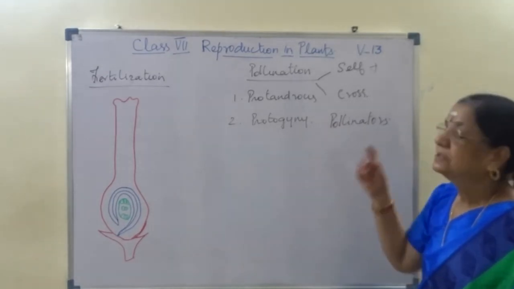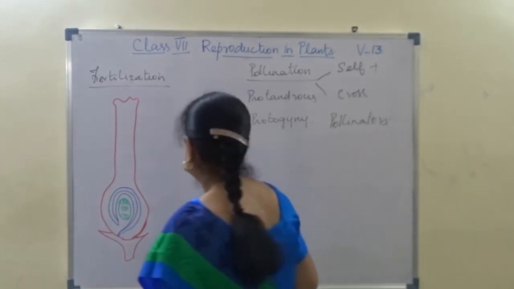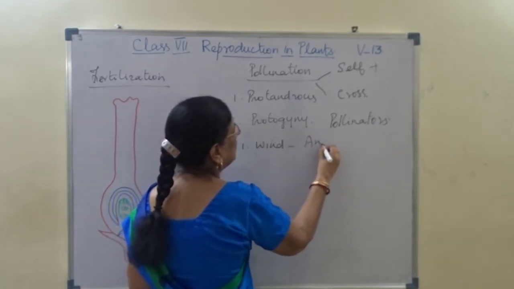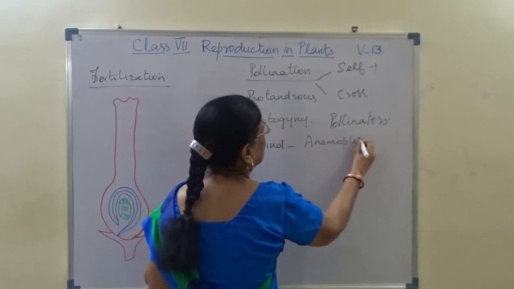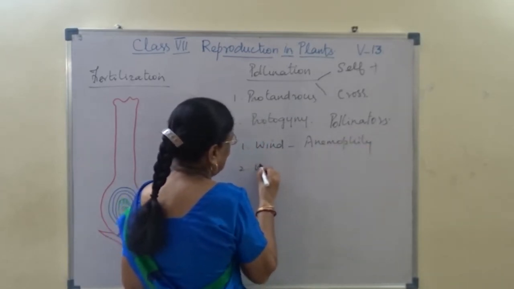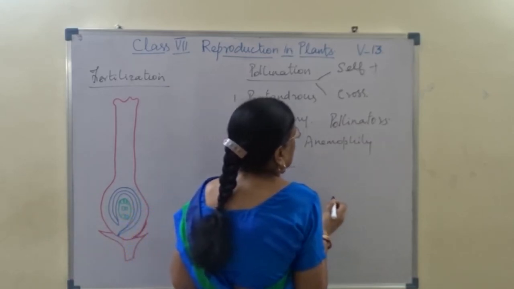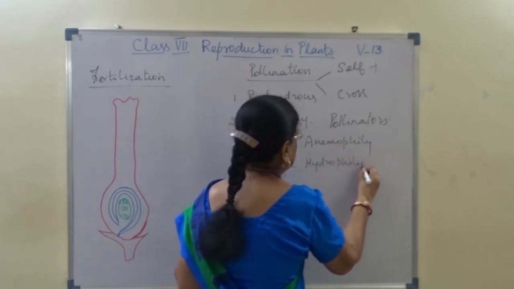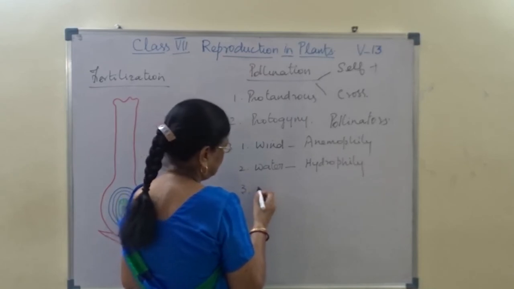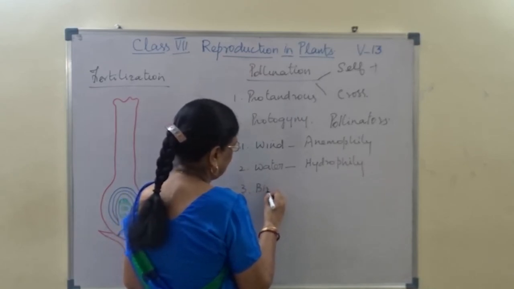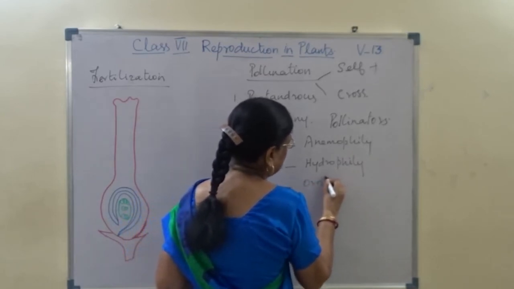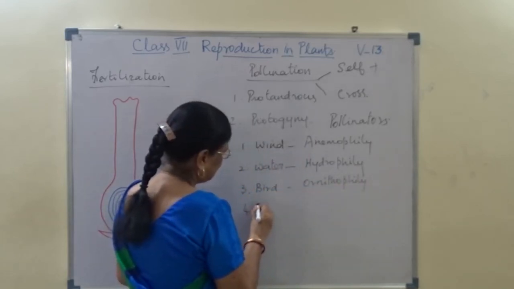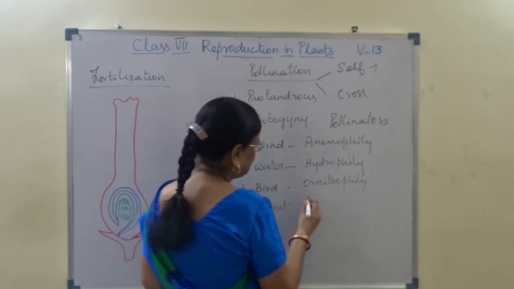Okay, now in cross-pollination, there are agents of cross-pollination, they are wind, anemophily. Wind pollination, anemophily. Water pollination, hydrophily. And the third one, pollination by bird, it is ornithophily. Pollination by insect, it is entomophily.